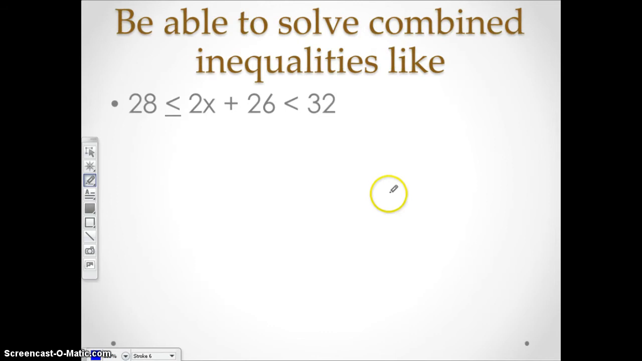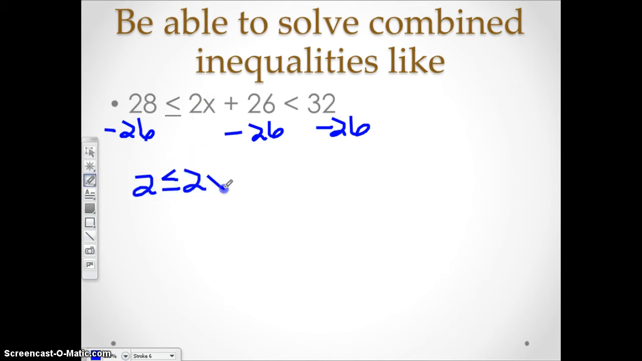All right, be able to solve combined inequalities like this. We have x hanging out with a 26. We need to get rid of it. But remember, combined inequalities have 3 parts. And if we subtract or add something to one part, we need to do it to all 3 parts. So the first part, 28 minus 26, will give us 2. Bring down the operator. We got our 2x. 26 minus 26 gives us 0. 32 minus 26 gives us 6.